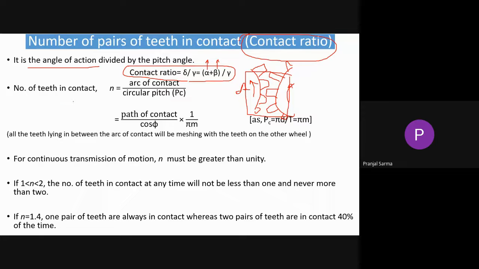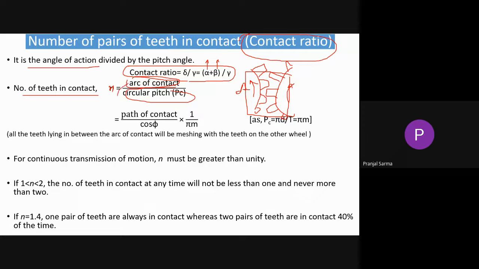And in general, this is one of the important ones. The number of teeth in contact, that is nothing but the contact ratio, is generally given by the small n. So we can get it as the arc of contact divided by the circular pitch. That gives you the number of teeth which are in contact. That is the contact ratio.